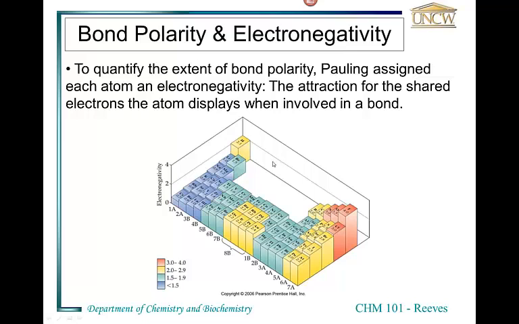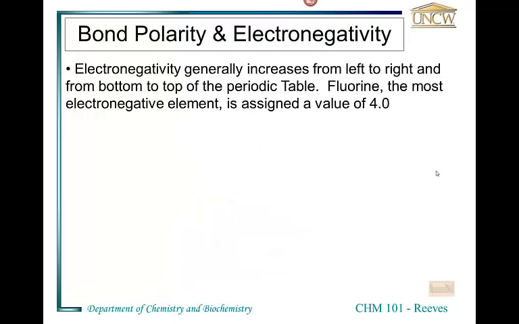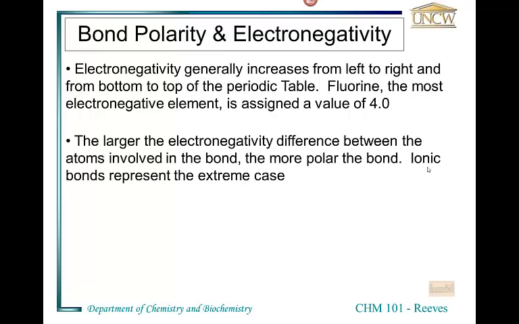And you can see that in contrast, the metals have very low electronegativities, cesium being the lowest at 0.7. So electronegativity runs from 4.0 for fluorine to 0.5 to 0.7 for the metals. In general, electronegativity increases from left to right and from bottom to top. And as I just explained, fluorine is the most electronegative element. The larger the electronegativity difference, the more polar the bond.